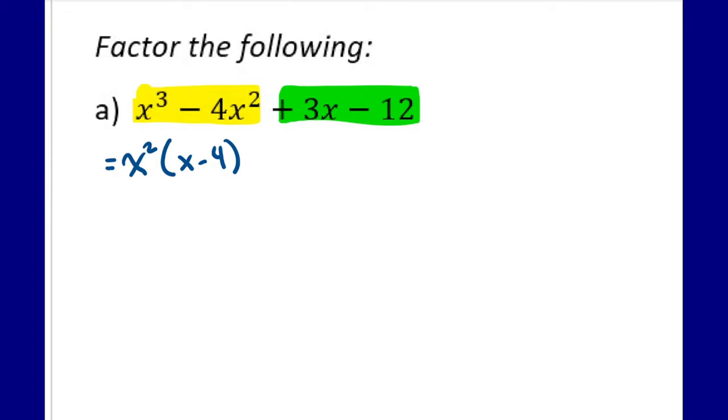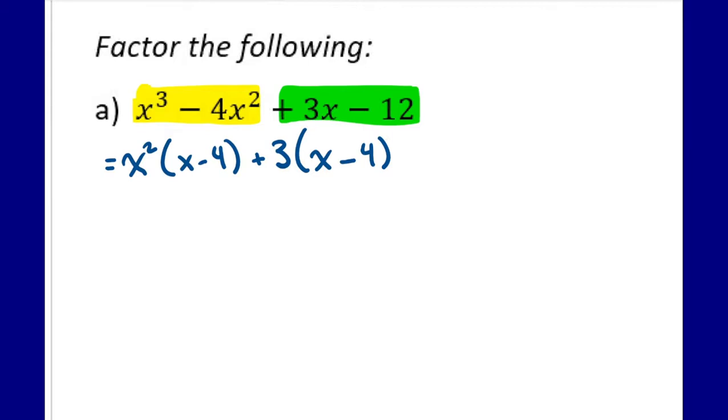For the next 2 terms, what's the greatest common factor between 3x and negative 12? There's no letter common to both, but I can see that there is a factor of 3. I'm still going to put the plus down to show that I've separated these 2 terms and it carries over from up top. I'm going to put my greatest common factor, 3, for the 2 terms highlighted in green, and what's left over is x minus 4.